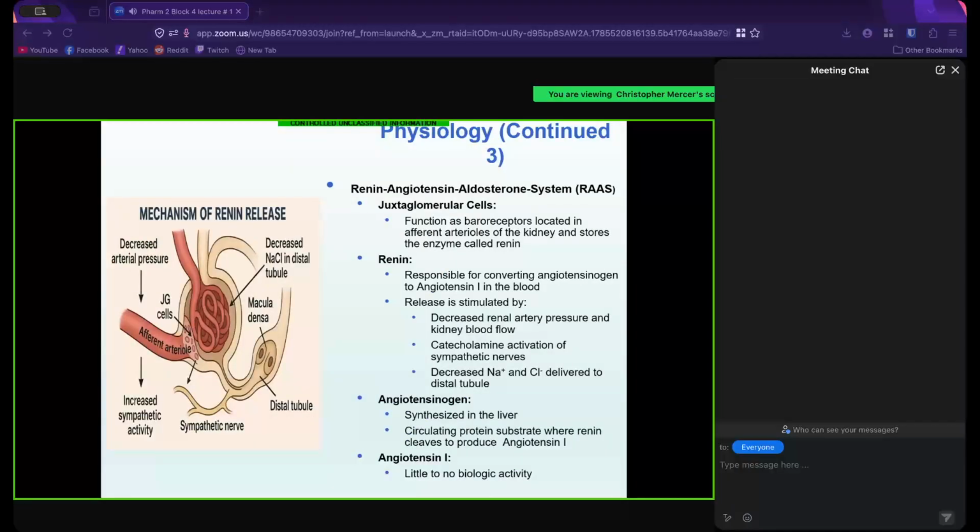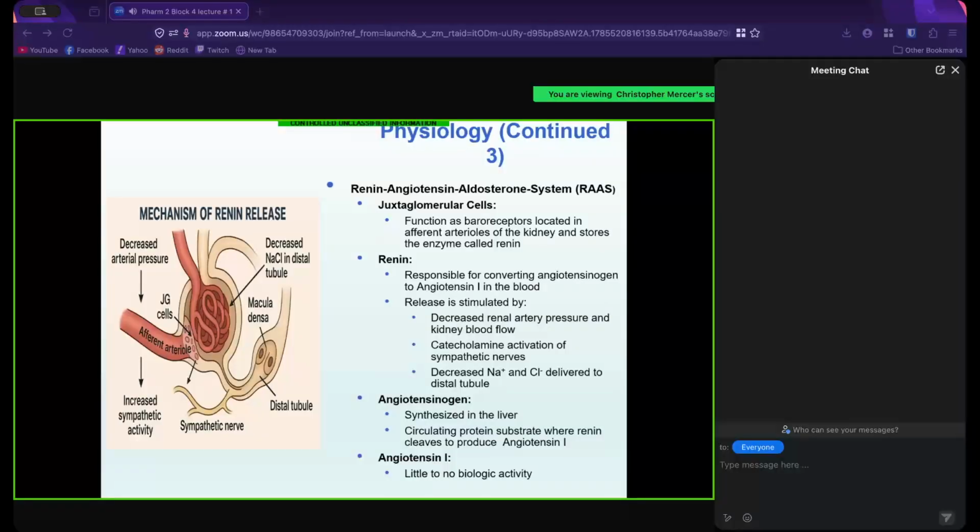So when we talk about the RAS system specifically, once again, like I said, hopefully a review. If not, dig a little deeper. But let's just think about everything pretty much starts at the kidney. You've got some cells, the juxtaglomerular cells, and you can see them on the slide. They're abbreviated JG there on the picture on the left. And they're in the afferent arteriole.